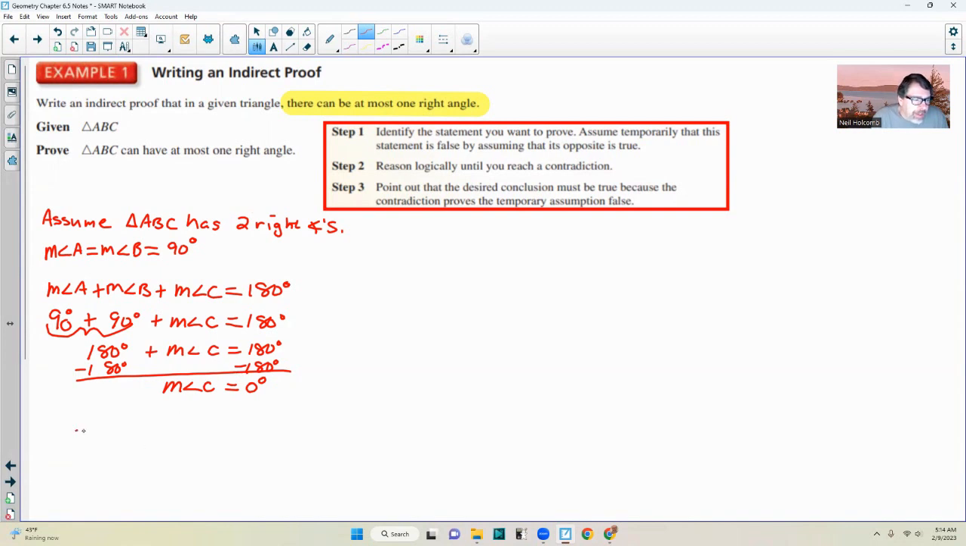Okay, so then down here I could say, therefore, triangle ABC must have only one right angle. Okay, so there we go. We proved it by contradiction. That is an indirect proof. Okay, so that's proof by contradiction.